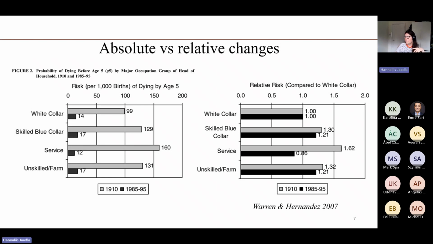And throughout the lecture, when I show other examples, it's maybe good for you to think as well: am I showing you an absolute measure or am I showing you a relative measure? Because I'm not always showing both of them. So something to think about.